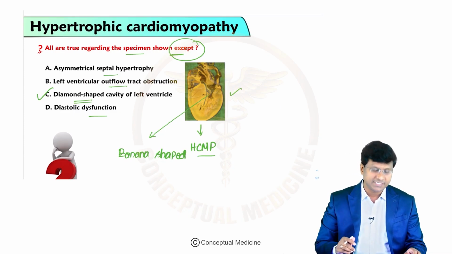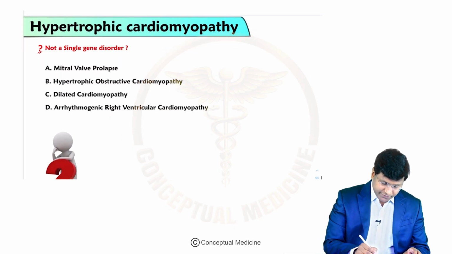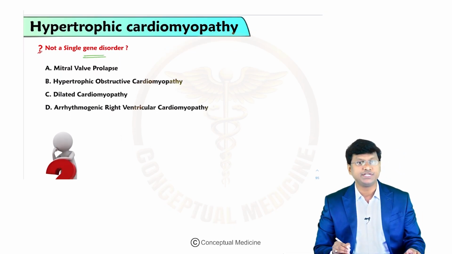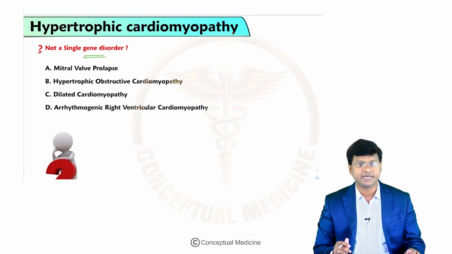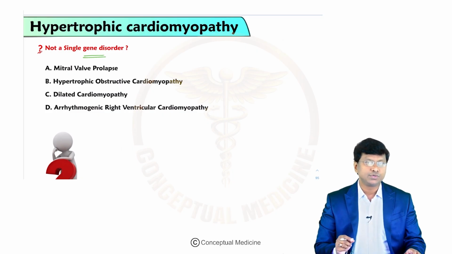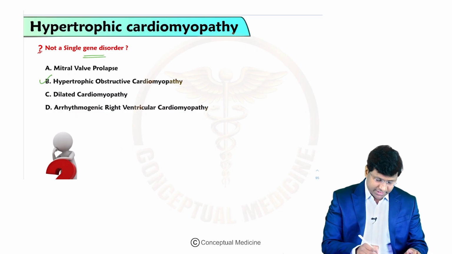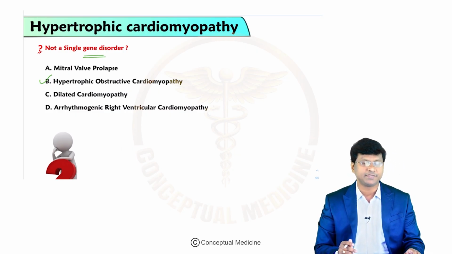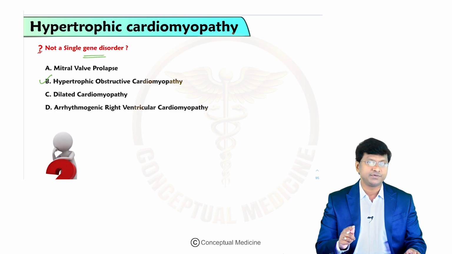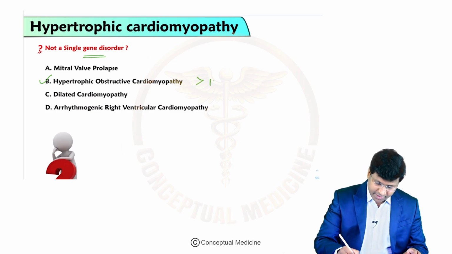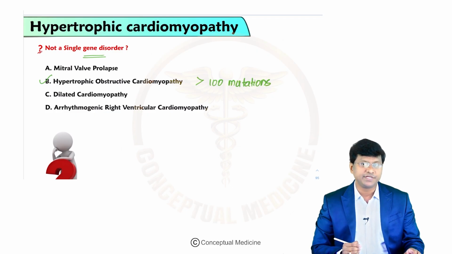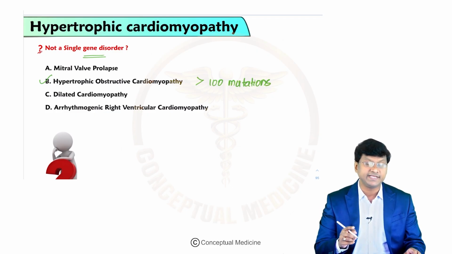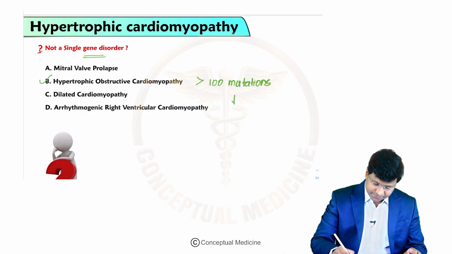Okay, now after having discussed that, you see the next question. Which of the following is not a single gene disorder? Mitral valve prolapse, hypertrophic obstructive cardiomyopathy, dilated cardiomyopathy, arrhythmogenic right ventricular dysplasia. So the one which is not a single gene disorder is hypertrophic obstructive cardiomyopathy. Let me tell you, in patients with hypertrophic obstructive cardiomyopathy, there are more than 100 mutations that have been identified in at least 12 sarcomeric genes.